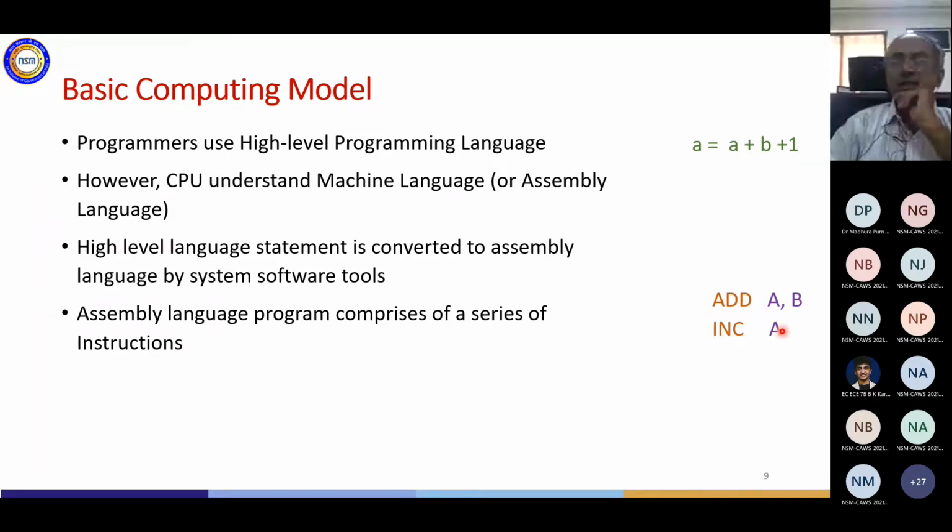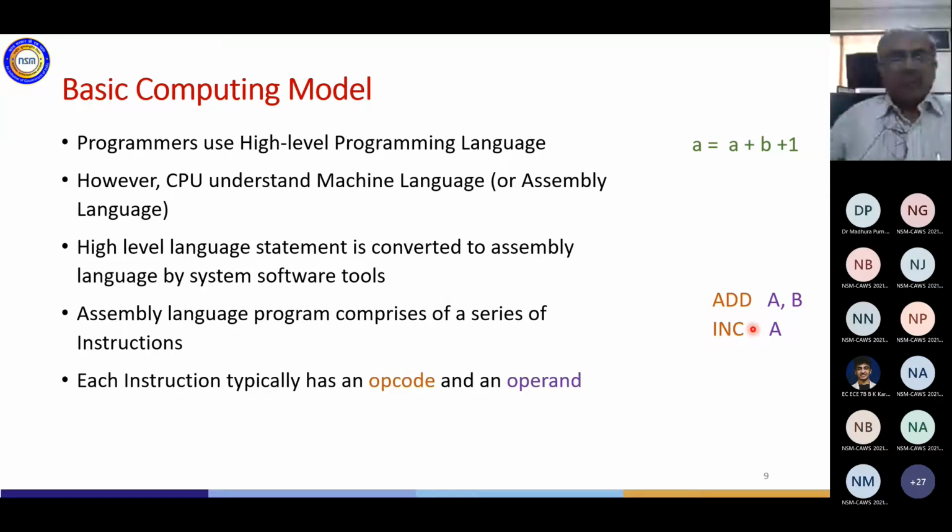And then the next instruction is INC A, to correspond to this +1. So a very simple statement like this in a higher level language has resulted in two instructions being executed on the CPU.